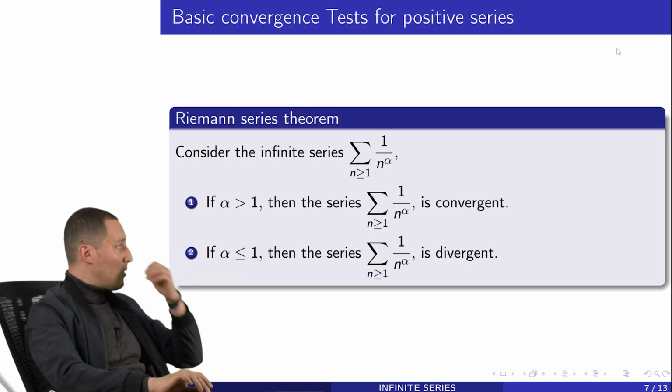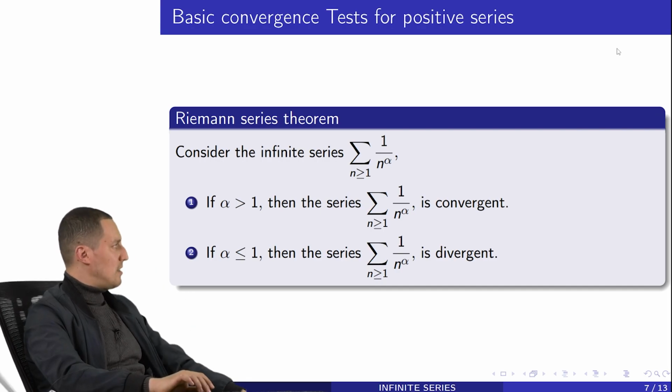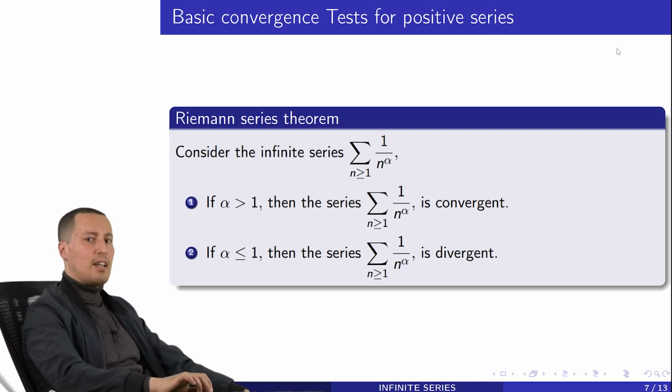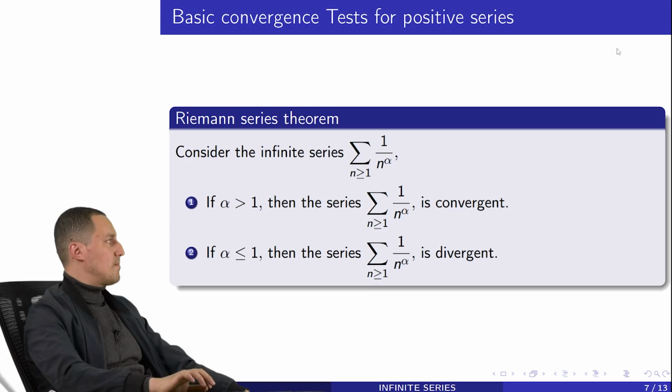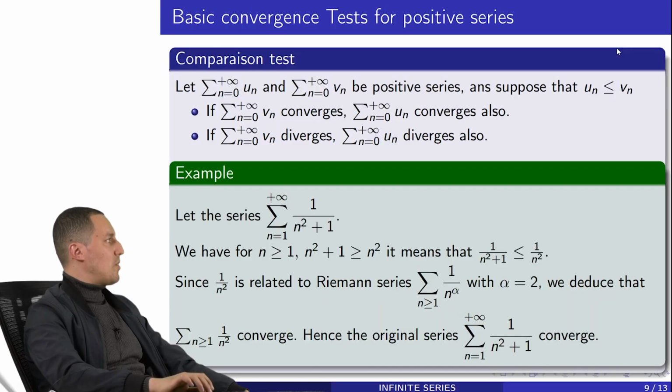After that, I will tell you about the Riemann theorem about the infinite series written in the given expression. First, the infinite series converges when the power alpha is strictly greater than 1. I will show the basic convergence tests of the positive series.